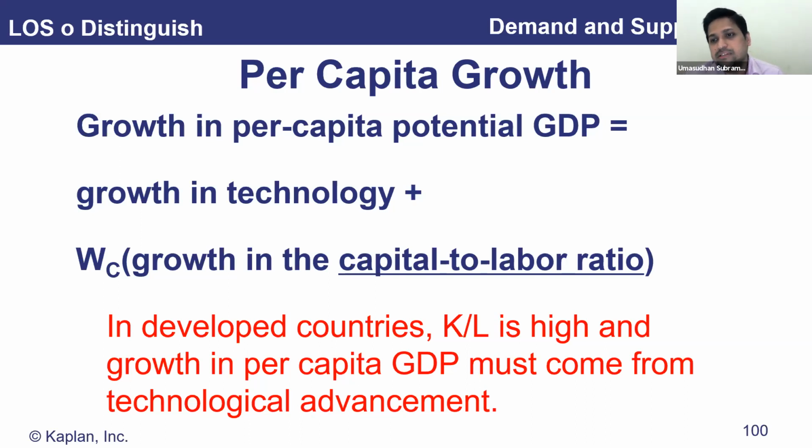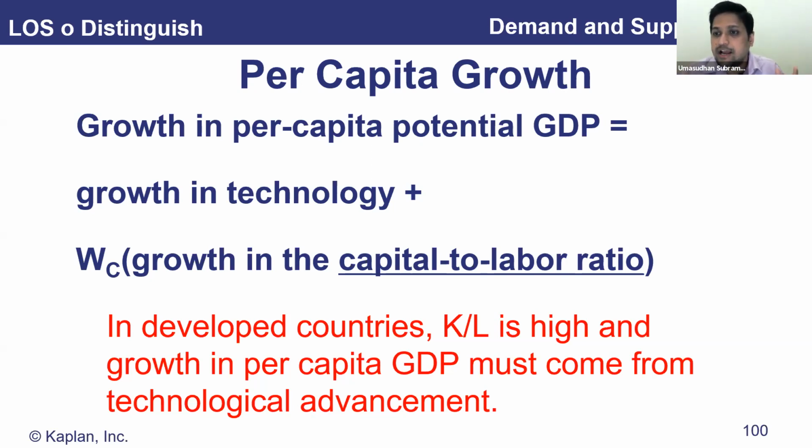But you have to remember something. In developed countries, your capital to labor ratio is already very high because you have automated most of your factory operations and most of the things are automated. So you already use less labor and more capital.